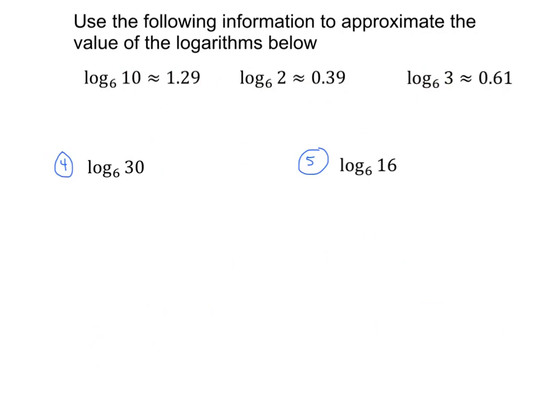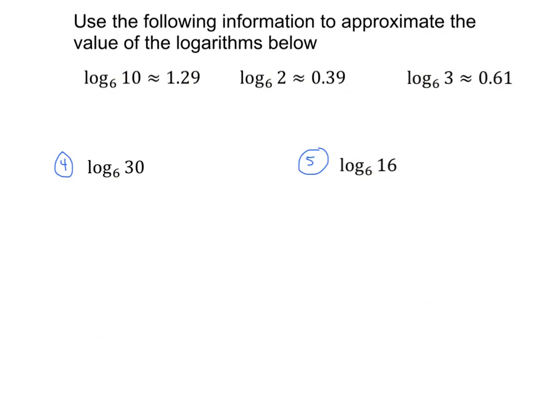Alright, you're going to do 3 of these. Same 3 facts you're given. Log base 6 of 10 is approximately 1.29, log base 6 of 2 is approximately 0.39, and log base 6 of 3 is 0.61. I'd like you to pause and try to approximate the value of log base 6 of 30 and log base 6 of 16. Go ahead and pause and do that.